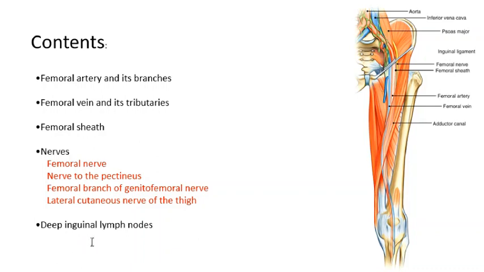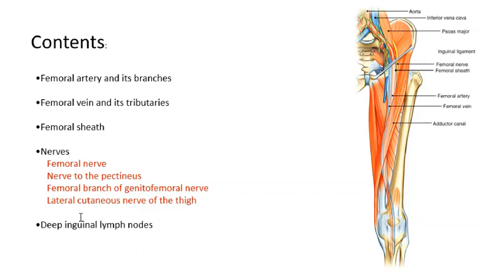Now the nerves, we have the big fat femoral nerve, then the nerve to the pectineus, which arises a little above the inguinal ligament and gives innervation to obviously the pectineus muscle. Then we have the femoral branch of the genitofemoral nerve, which we discussed before, gives nervous supply to the roof of this triangle. Then the lateral cutaneous nerve of the thigh.